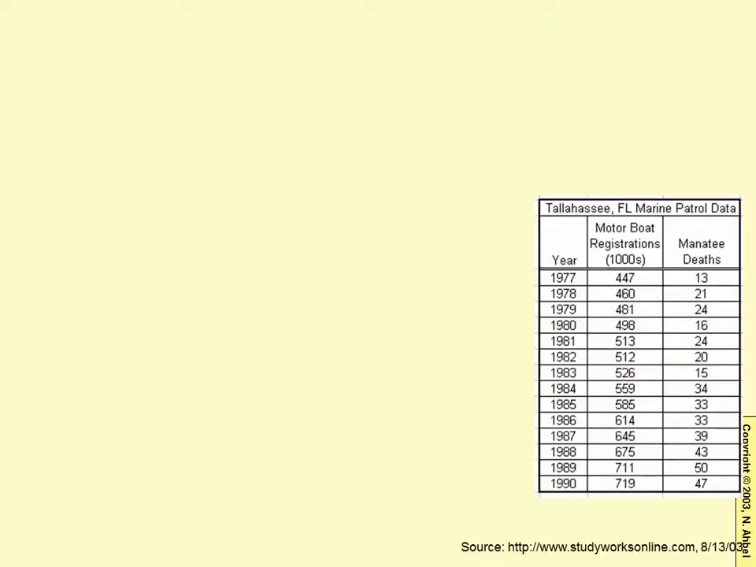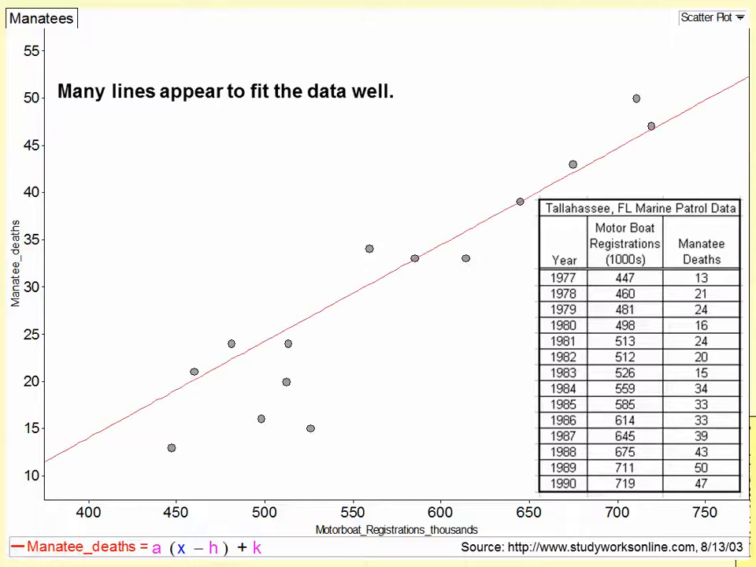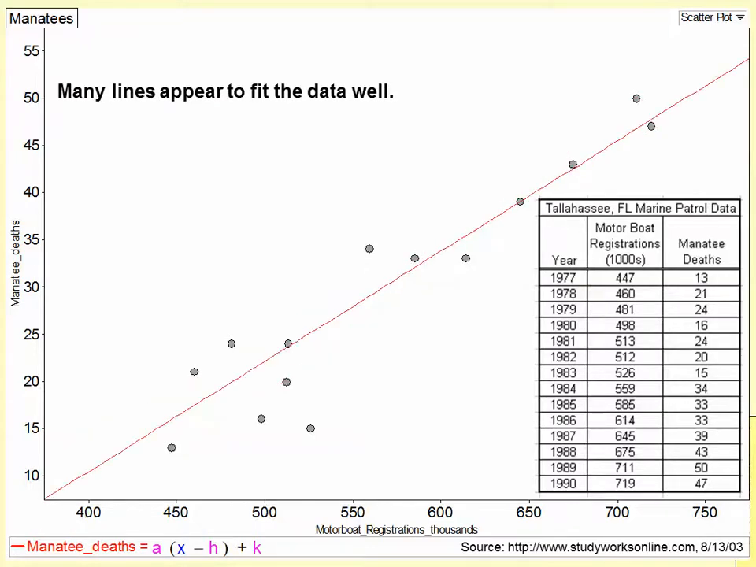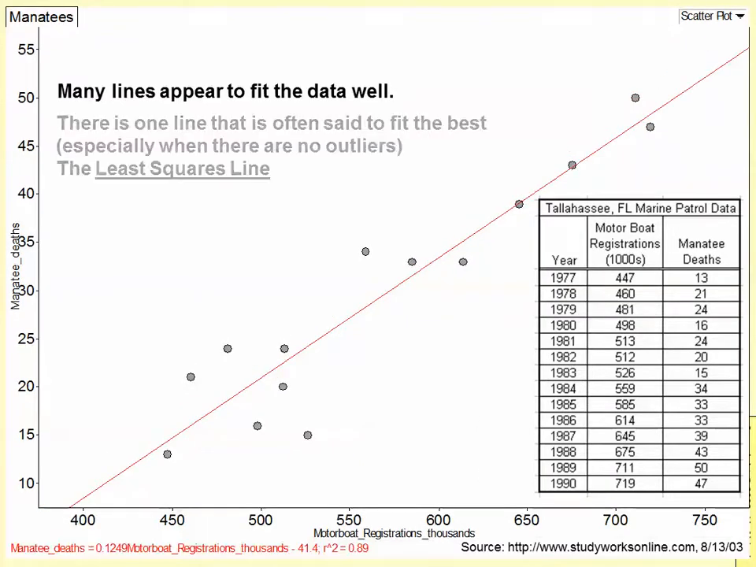Let's consider a scatter plot that we've seen before with motorboat registrations in thousands in Tallahassee, Florida on the x-axis and manatee deaths on the y-axis. There are many lines that appear to fit the data well. This one, this one, this one, this one. There is one line that is often said to fit the best, especially when there are no outliers, and it's called the least squares line.